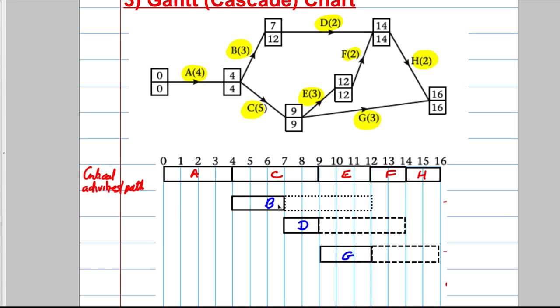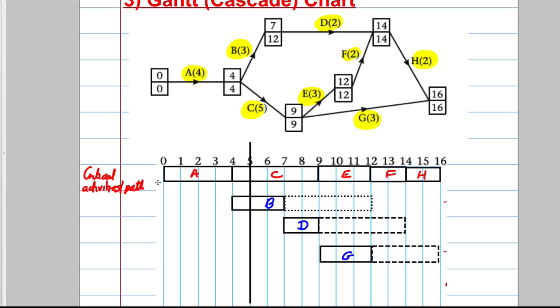So there's my Gantt chart, there's the floats being shown, and you could be asked certain questions. You could be asked the following: at, say, 3 o'clock, 3 hours in, what activities must be happening? So what you can do is draw a line down there, and at 3 o'clock only A must be happening.